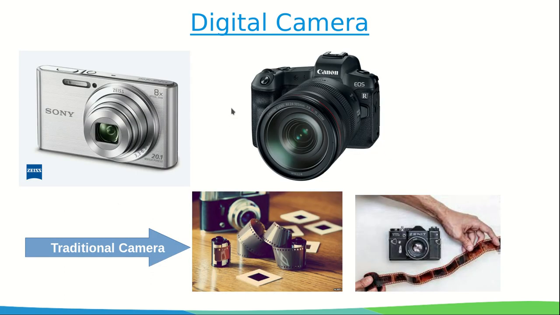And then lastly but not least, we have the digital camera. A digital camera stores its images in digital form, as opposed to the traditional camera, which I've put here, that stores its images on film. Learner, you can see here, this user has a long ribbon. This long ribbon is what we call the film that was used in the traditional camera. But the digital camera does not use this technology; instead the images are stored in digital form.